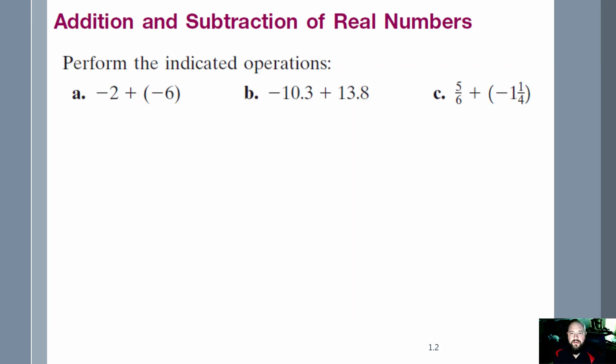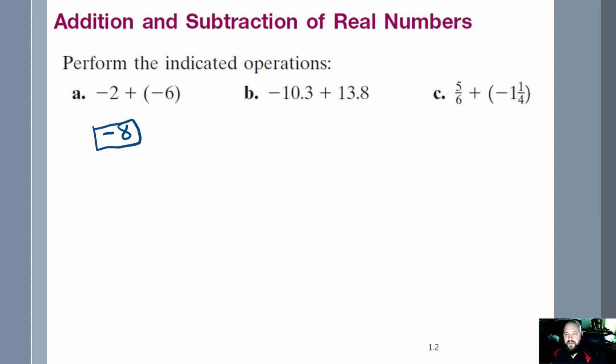Alright, so let's do a couple here. On A, we have negative 2 plus a negative 6. They have the same sign, so we can just add the values. 2 plus 6 is 8, and keep the same sign, so negative 8. That's our answer.